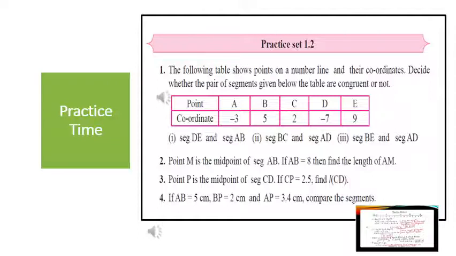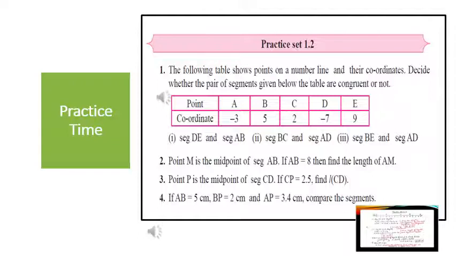If CP is 2.5, find CD. So your point P is the midpoint of CD, means point P is dividing CD into two equal halves. Now CP is already given to us, means half of segment CD is given to us. Therefore, the measurement of CD will be CP plus PD, which is 2.5 plus 2.5, which gives me 5.